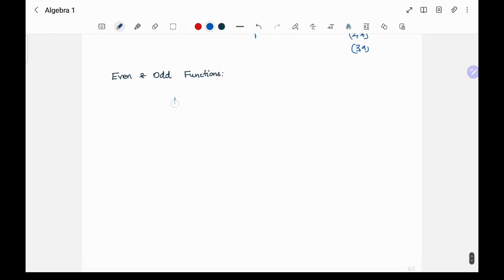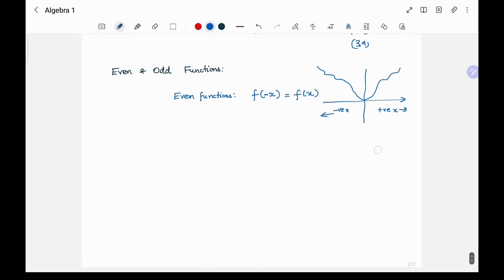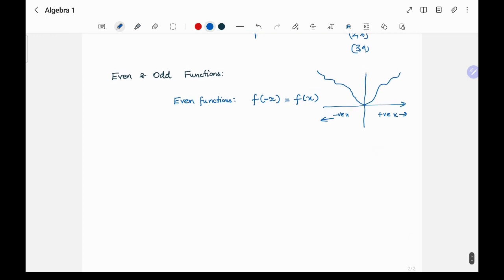So even functions are nothing but, if you flip the value of x to minus x, then the function remains the same. This also means that they are symmetric about the y-axis, right? This is the positive x side, and this is the negative x direction. So when there is an inversion in sign, they are still equal. Whatever is on this side, the same will be present on this side also. That is what it means. It is symmetric about the y-axis.